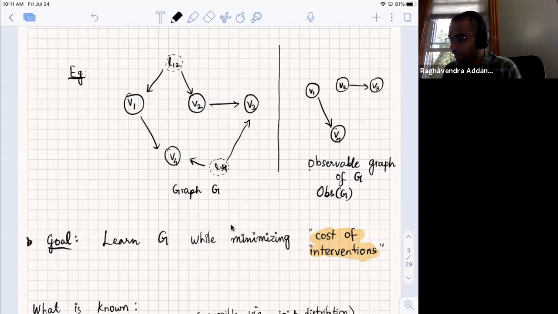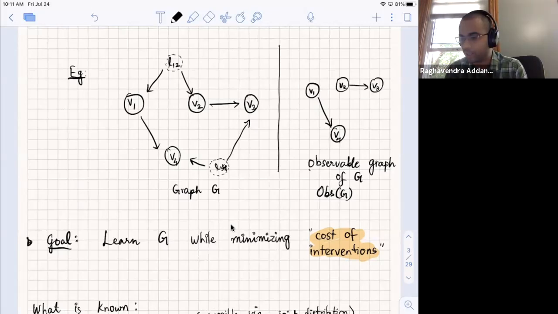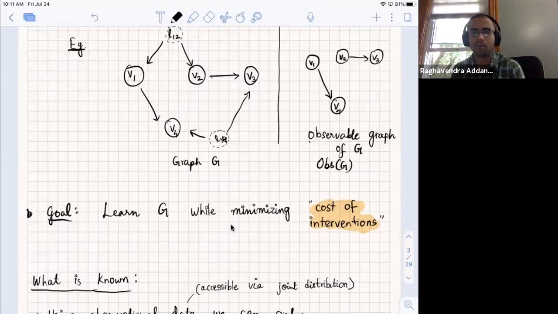And yeah, for the problem of causal discovery, we want to identify the graph G, which I've shown on the left-hand side, not just the right-hand side observable graph. So learn G while minimizing some cost of interventions. I'll come to what this cost of interventions is.